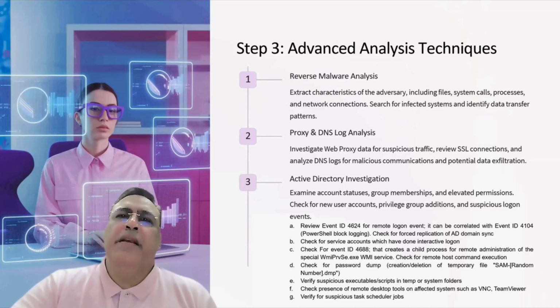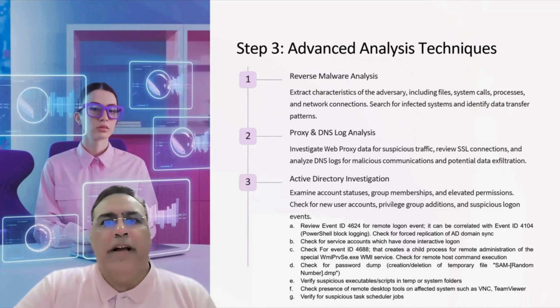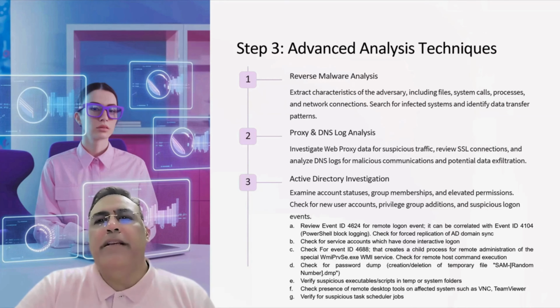Now, step three, when we are trying to probe further, and depending on where we stand in the first few hours to identify the infection, we can use certain advanced analysis techniques. This may take a few more hours, like extracting the adversaries, which includes trying to identify the malware properties like file, system calls, processes, network connection.